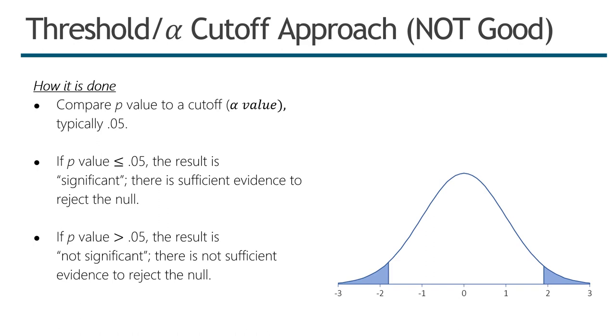If the obtained p-value was less than or equal to 0.05, the result is deemed to be significant, and you would conclude that there is sufficient evidence to reject the null hypothesis. Again, that would mean that you are saying the result probably didn't occur due to sampling error. If, however, the p-value was greater than 0.05, the result is said to be not significant, and there is not sufficient evidence to reject the null.